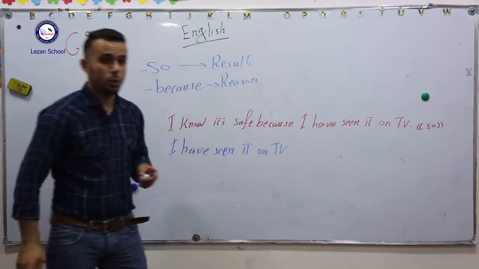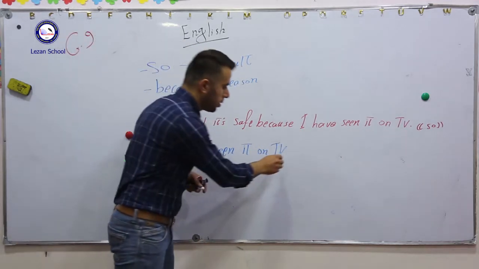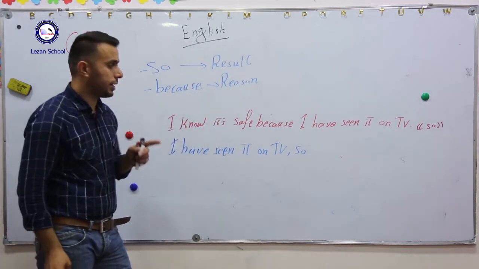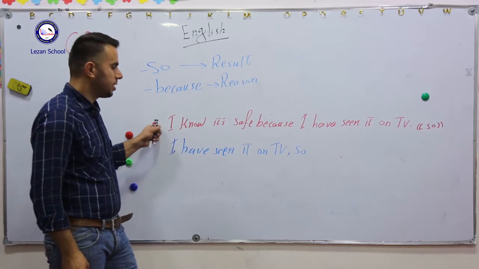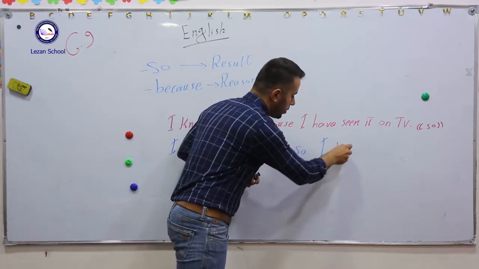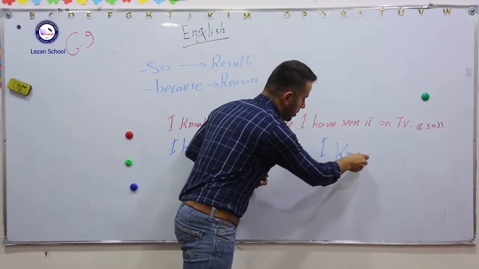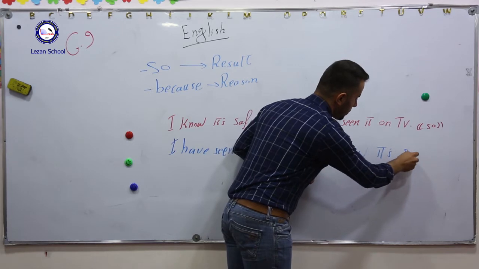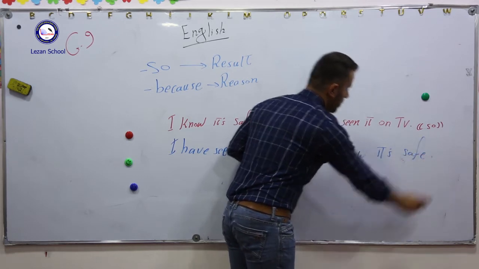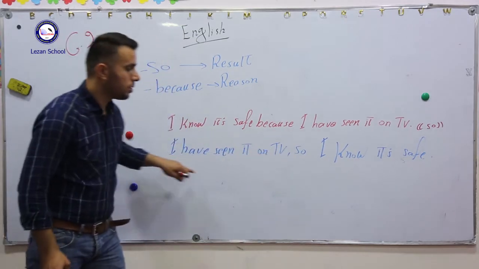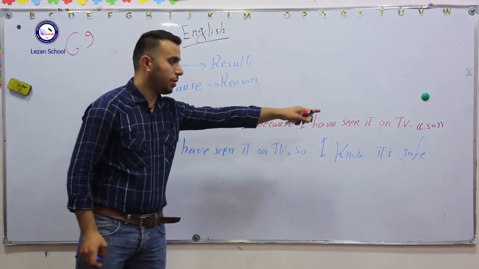But do not forget that you have to use a comma before so. Comma, so, then you have to write down the result. I know it's safe. You have to use so like that if I ask you in the exam.